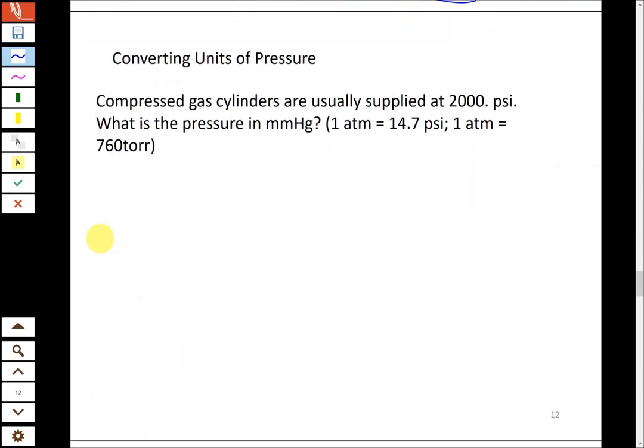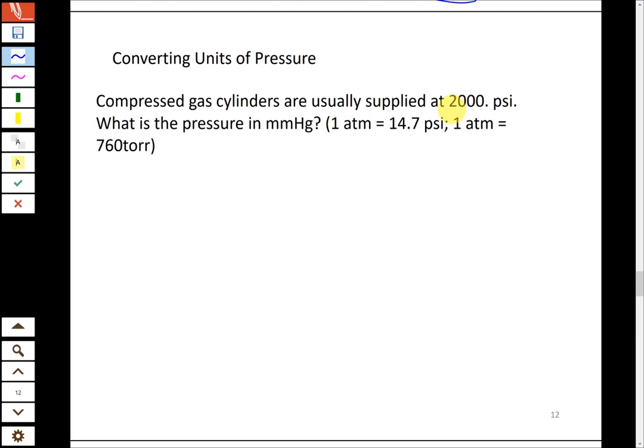So if you have a compressed gas cylinder, like the type that you would use to inflate helium balloons, although I encourage you not to, because helium is starting to get scarce now. We have much more important things than balloons, unfortunately. But compressed gas cylinders are usually supplied at 2,000 psi.